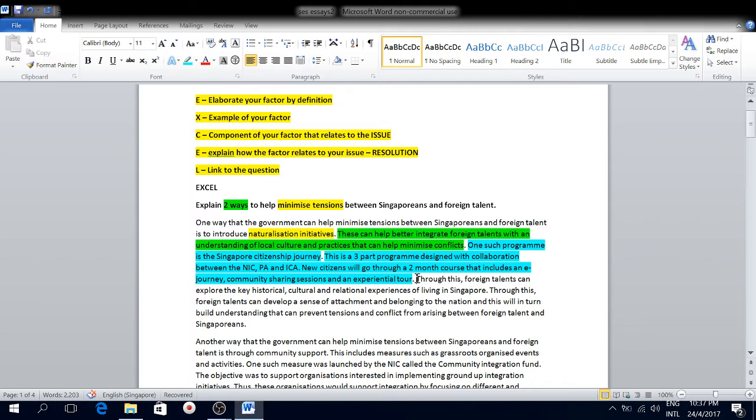So what do they do? Through this, they can have the experience of living in Singapore. Okay, this is what they do. They explore key historical, cultural, and relational experiences, and of course, this can help to minimize tensions. So this is my next part.